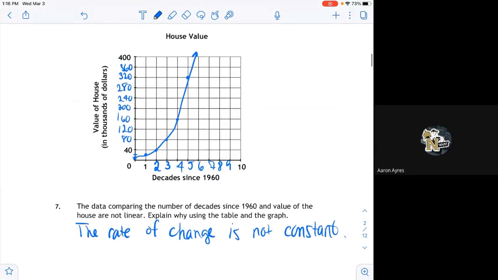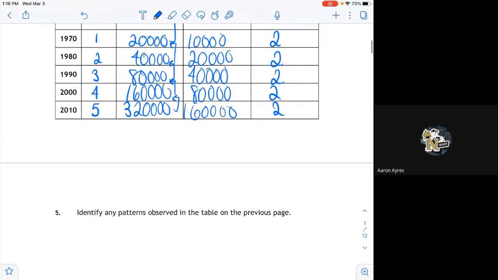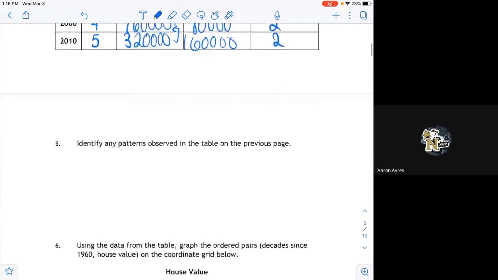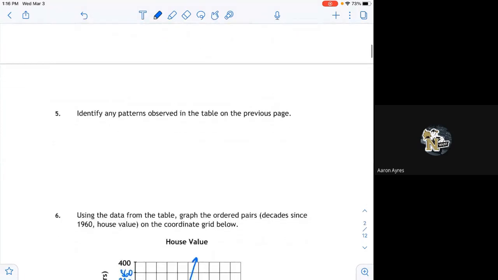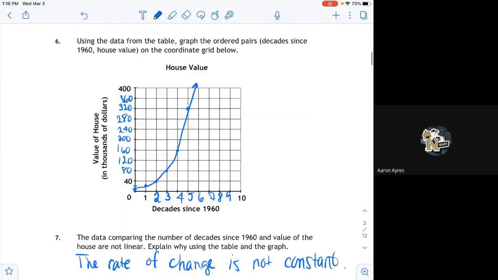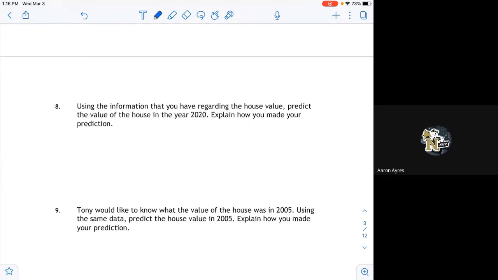We actually kind of did that next one, number 8. We kind of did it already because I said what would be the next value of the house, right? After 320,000, wouldn't that be 2020 for number 8? So you guys agree that that would be the right value to put there for a prediction or not? Show me on your thumb. Agree or disagree? 640,000.